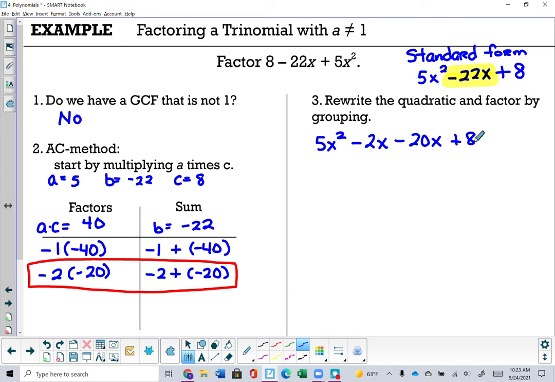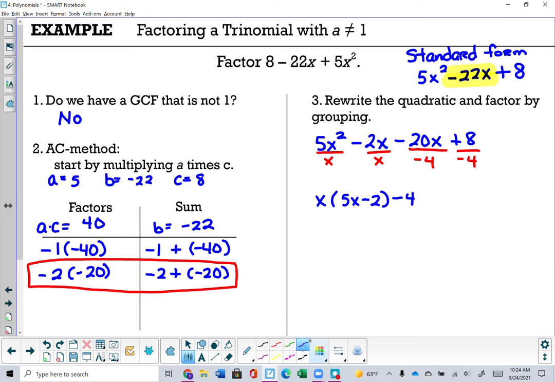Now we're going to factor by grouping. The first 2 terms, the GCF is x. If I divide each of those 2 terms by x, we get 5x minus 2. Okay, now the second group. Because it's leading with a -20, I'm going to factor out a negative, whatever the GCF is. And it looks like it's 4. So I'm going to factor out -4 and see if that is what we need.